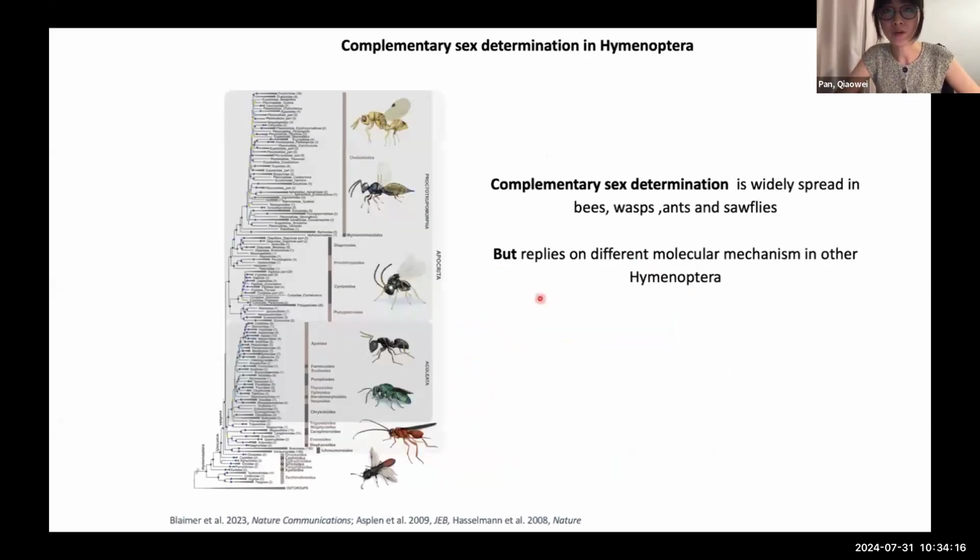Complementary sex determination is not restricted to the honeybee. From laboratory crosses, we know that complementary sex determination is the most prevalent and also the ancestral form of sex determination in Hymenoptera, which includes wasps, bees, ants, and sawflies. But the CSD gene in honeybee was actually a recent innovation restricted to the honeybee lineage, which means that the vast majority of Hymenoptera rely on a different molecular mechanism for sex determination.